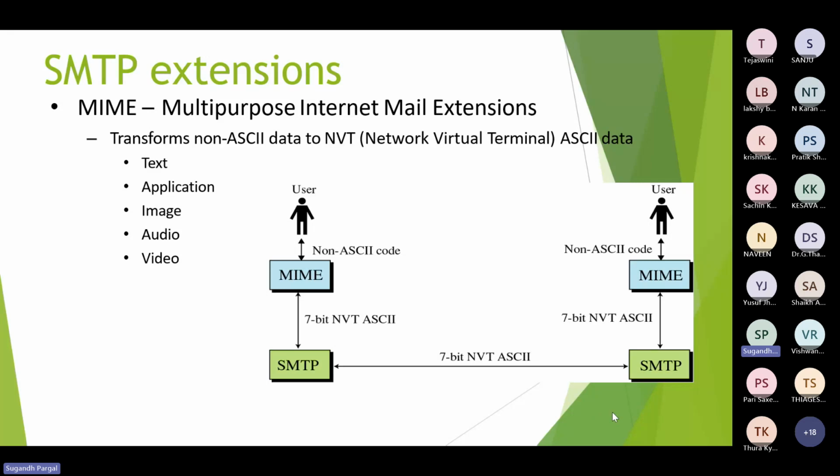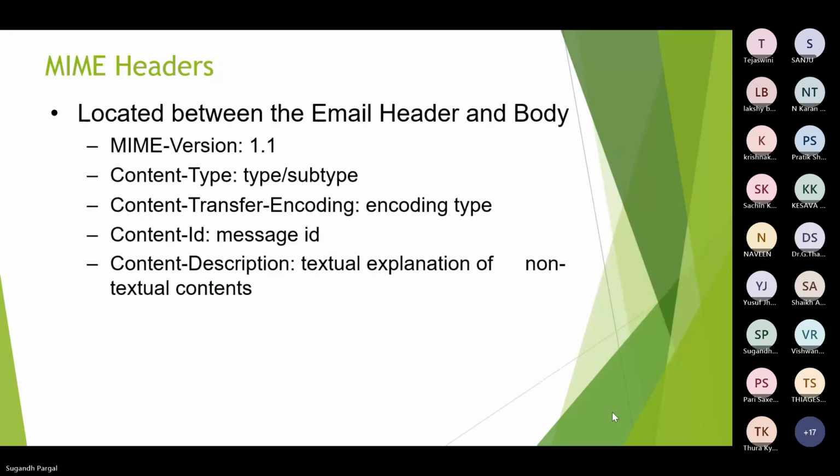Multipurpose Internet Mail Extension. These MIME headers are located between the email header and body. The MIME version currently used is 1.1. The content type is type or subtype. Content transfer encoding is the encoding type, content ID is the message ID, and content description is a textual explanation of non-textual content.